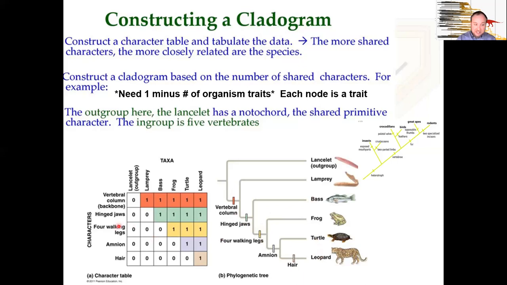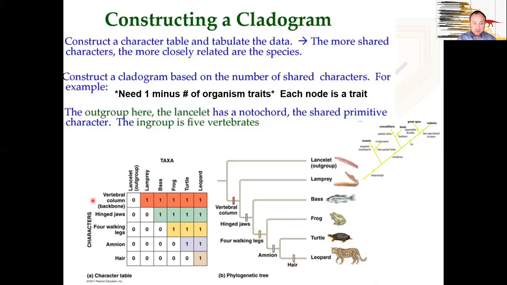The next character that they choose is four walking legs. Bass don't have legs. Lamprey don't have legs. Lancelets don't have legs. Frogs, turtles and leopards do. The next characteristic, again, amnion. Turtles lay eggs, leopards don't. Leopards have hair, turtles don't, and so on. That's how they construct this tree.